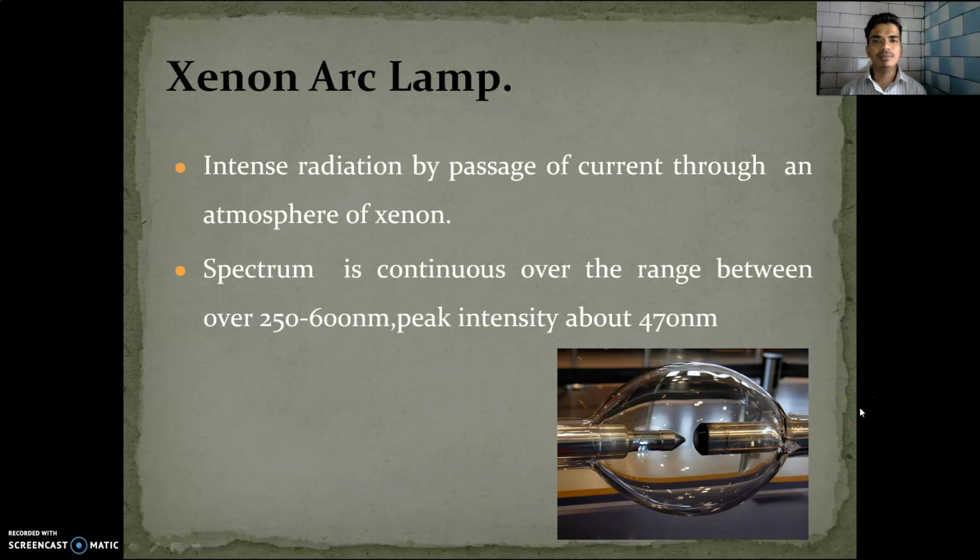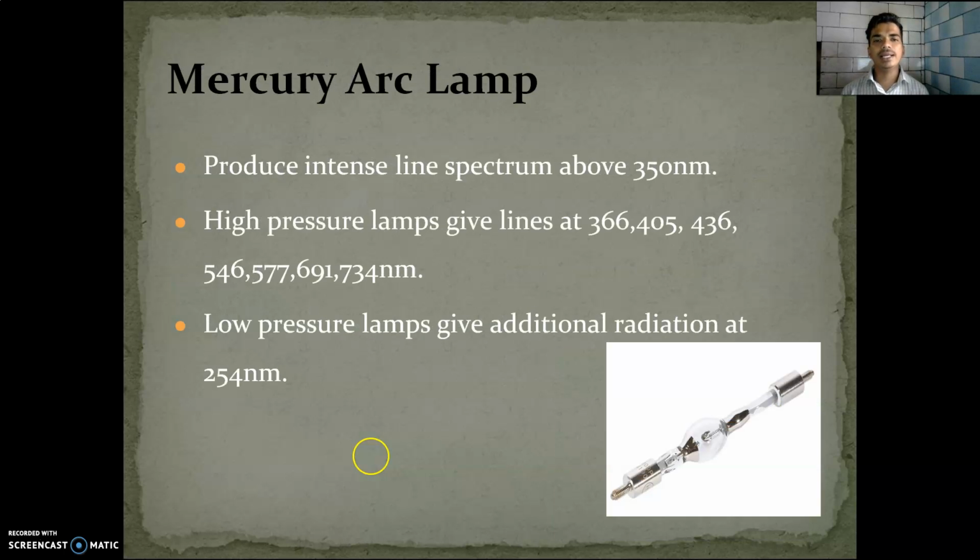Then the xenon arc lamp. Intense radiation is produced by passing a current through an atmosphere of xenon, and the spectrum is continuous over the range between 250 to 600 nanometer, with peak intensity at about 470 nanometer. So the xenon arc lamp produces UV-visible radiation in this system.